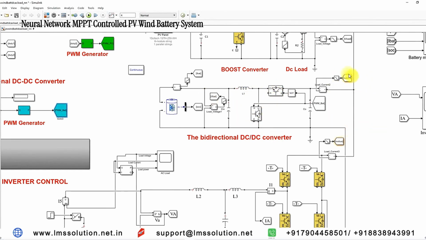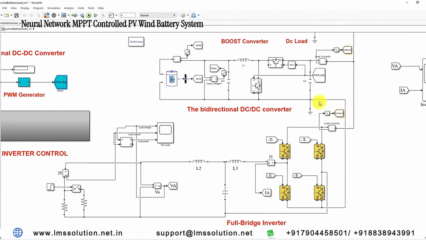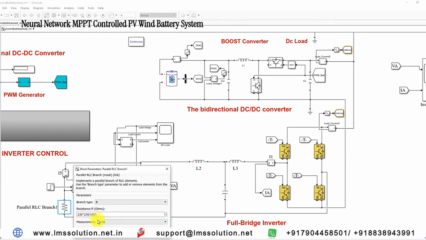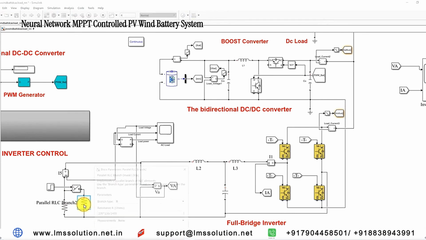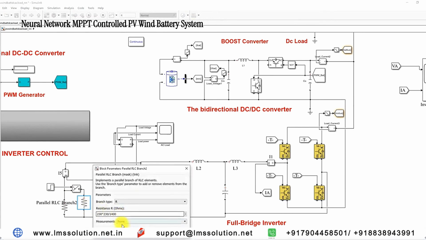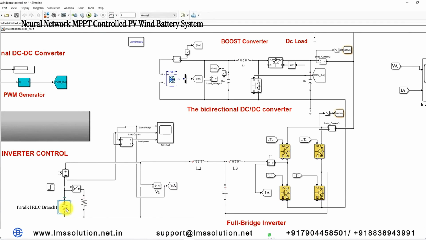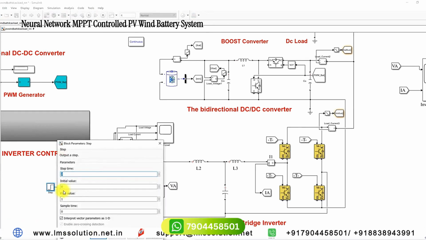voltage around 400 volt. And also we are connecting an AC load to this common DC bus via this full bridge inverter and then an LCL filter. Here we have two loads, one load of 1000 watts and another load of 1400 watts. Initially the 1000 watt load is connected to the system, and then the 1400 watt load will be connected after 2 seconds.